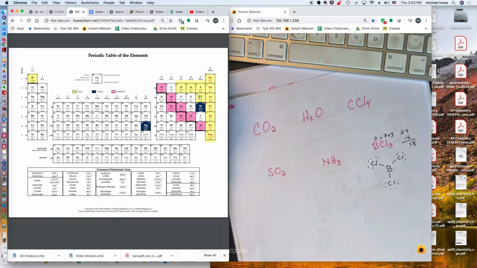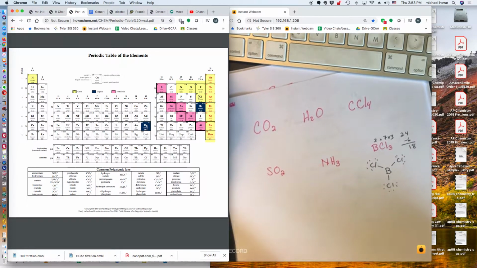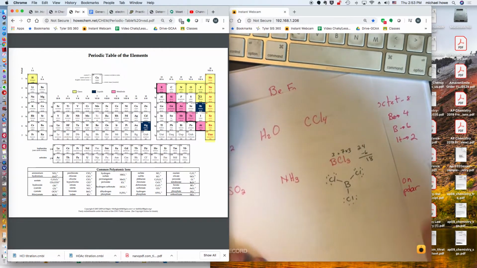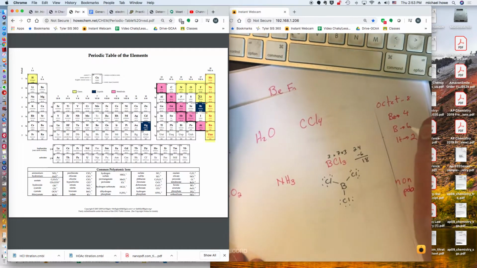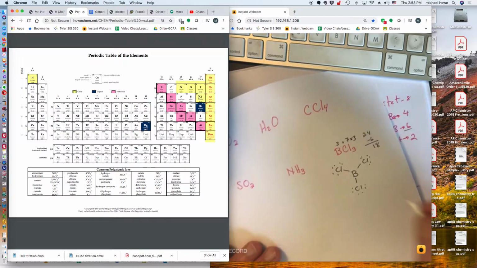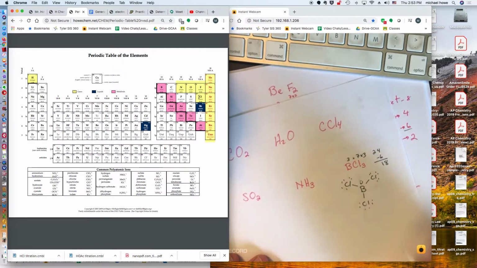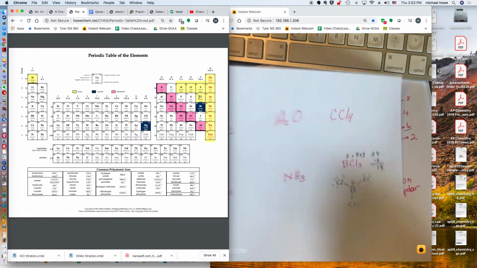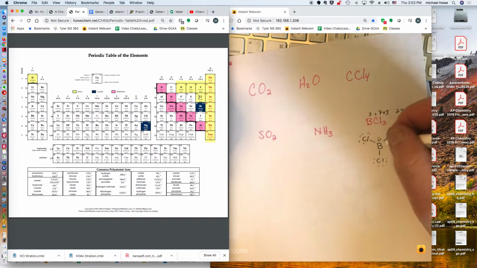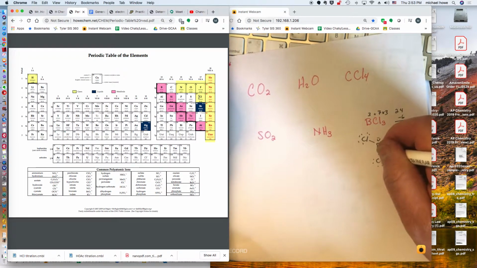So all of the chlorines now have 8 around them. The boron doesn't. However, normally you'd want it to, except that for boron, remember we said a minute ago, it's happy with 6. So the boron is happy. The smiley face is really not part of the dot diagram.